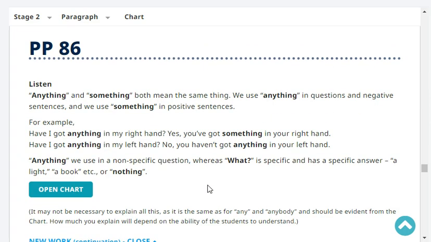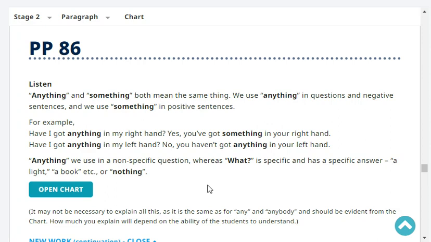Okay, listen. The words anything and something both mean the same thing. We use anything in questions and negative sentences, and we use something in positive sentences. For example, have I got anything in my right hand? Yes, you've got something in your right hand. Positive, something. Question again. Have I got anything in my left hand? Negative answer. No, you haven't got anything in your left hand.